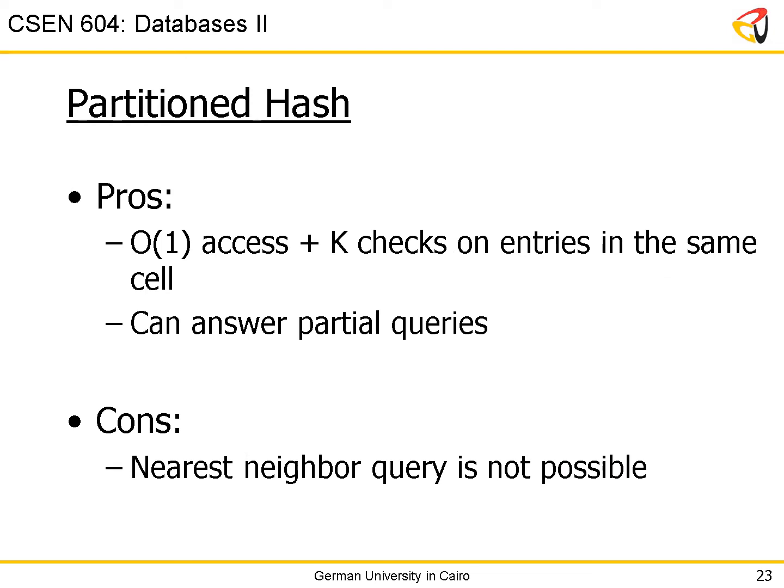So partition hash, the pros: one access plus some k checks on the entries in the same cell, obviously. Now it can answer partial queries, which is good. This is really good. Now the problem is it cannot answer nearest neighbor queries. There is no notion of who's close to who. There's no notion of relation between the values of the columns.